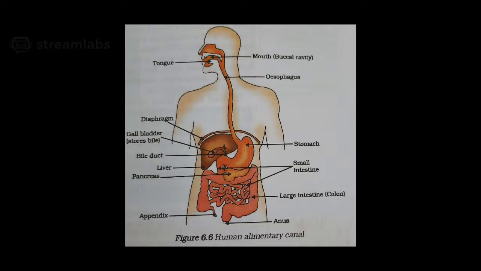Okay, complete digestion takes place in the small intestine, and they have villi-like structures. Villi are finger-like structures which absorb the digested food and supply it to the body, and the rest of the undigested food is removed through the large intestine. This is how it happens in the human body. Plant nutrition is so simple, whereas animal nutrition is so complex.